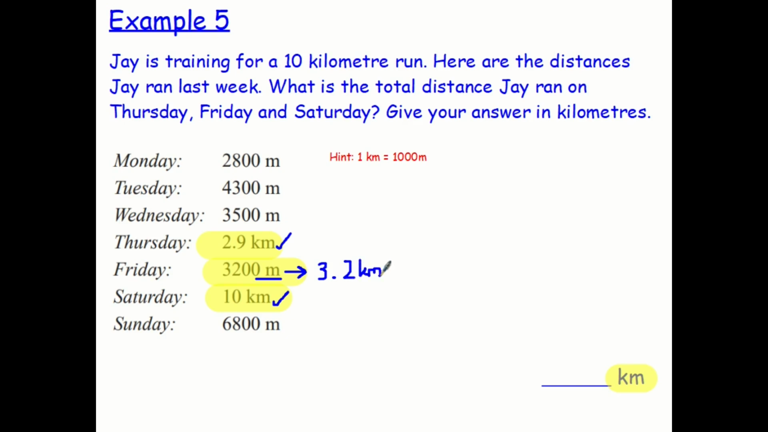And now I can put them in a column and add the numbers up. So I'm going to start off at the top of the column with Saturday's distance of 10 kilometres, just because that's the biggest one. And I can see here that I've got 1 decimal place here and 1 decimal place here. So I'm actually going to put this 10 just to 1 decimal place to make sure my numbers all line up. So 10.0. Then I'm going to add on 2.9 and 3.2.